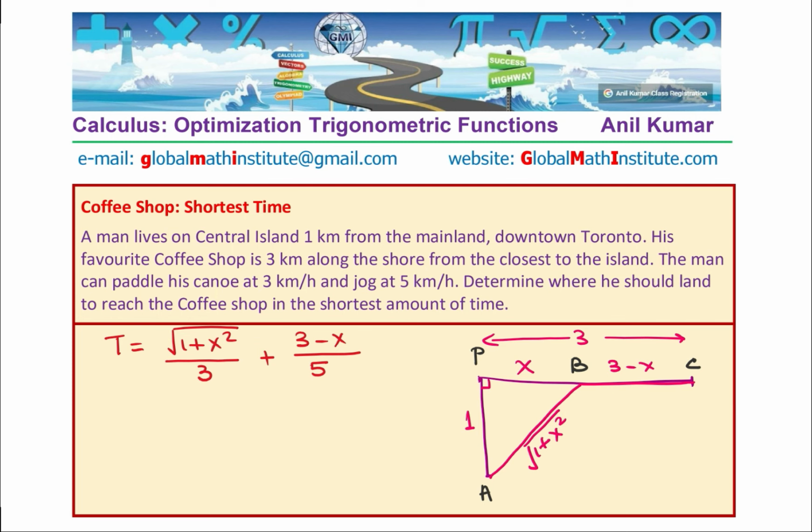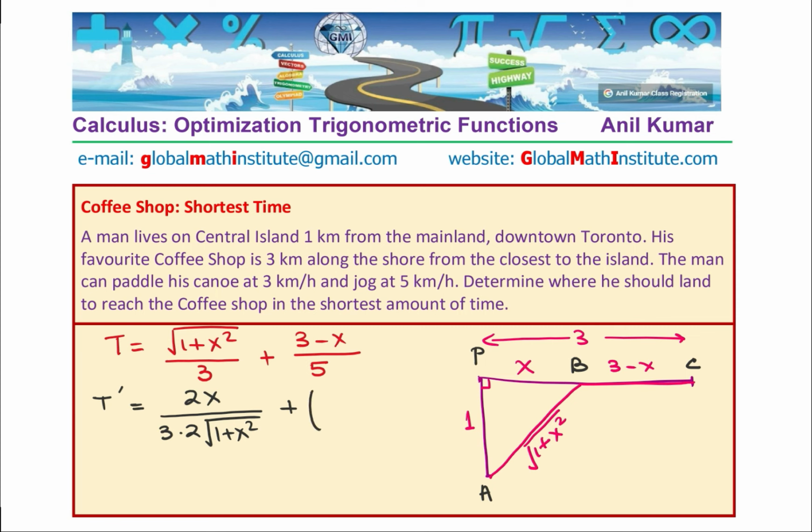of this with respect to time will be, let me write t prime as equal to, square root derivative is half, right? So 3 times 2 square root of 1 plus x square, correct? Derivative of x square is 2x, plus, now 3 over 5 is a constant, and minus x will give me minus 1, right?